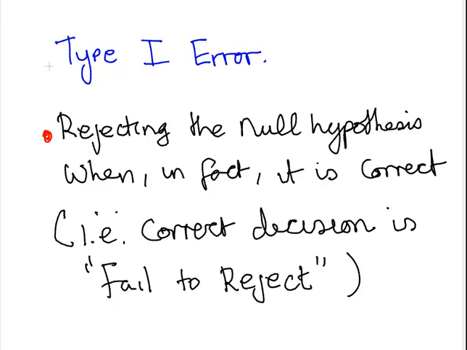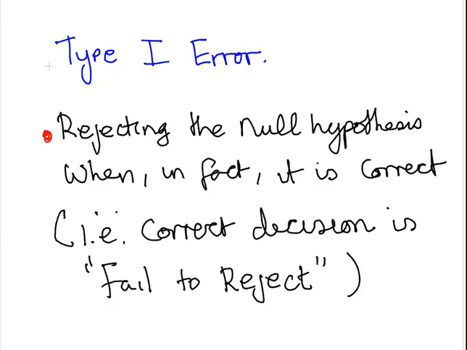In this presentation, we're just going to quickly discuss a few key terms for statistical testing. The first one is type 1 error, and that is rejecting the null hypothesis when it is in fact correct. So you shouldn't have rejected it, but you did reject it. So what the correct decision would have been is fail to reject. Okay, so that's a type 1 error.